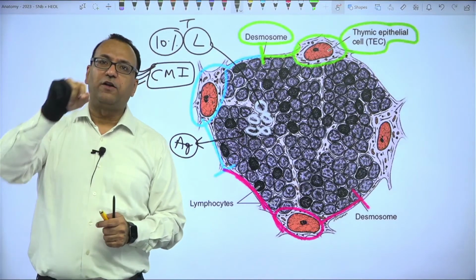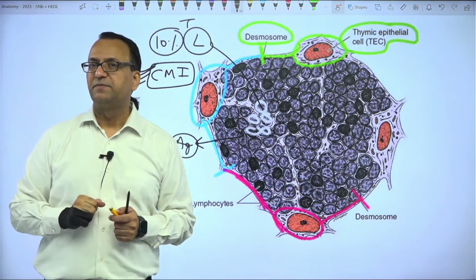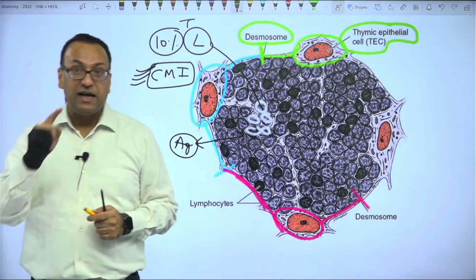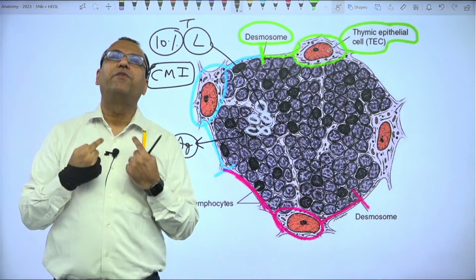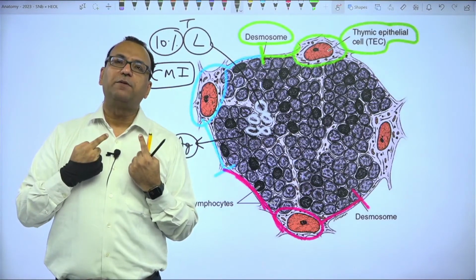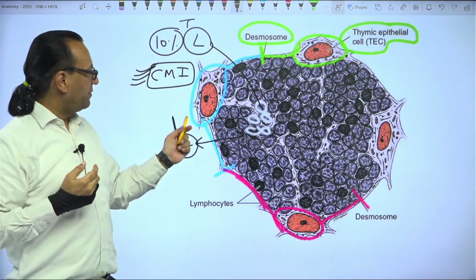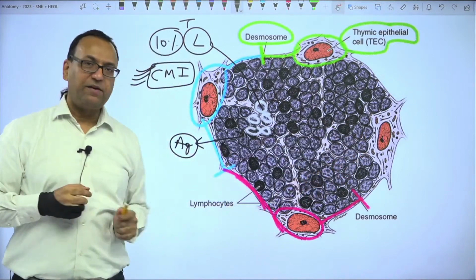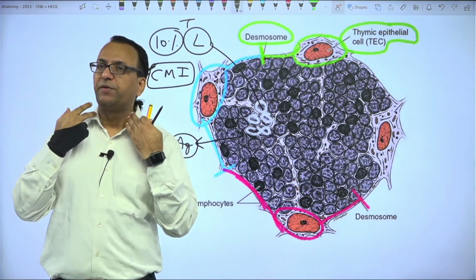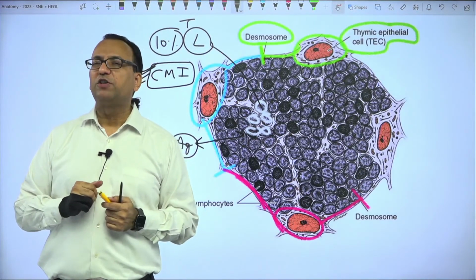these thymic epithelial reticular cells, they are derived from which germ layer? They are derived from which germ layer? Can you tell me? The thymus developed from pharyngeal pouch number 3. Pharyngeal pouches are lined by endoderm. So the thymic epithelial reticular cells are derived from endoderm of pharyngeal pouch number 3, and they may be missing in DiGeorge syndrome.